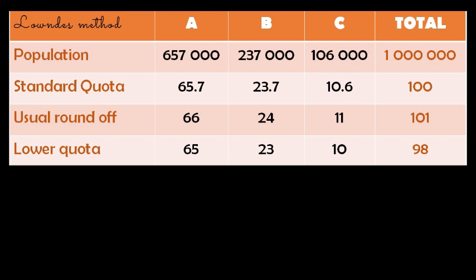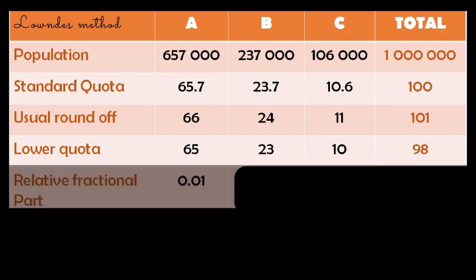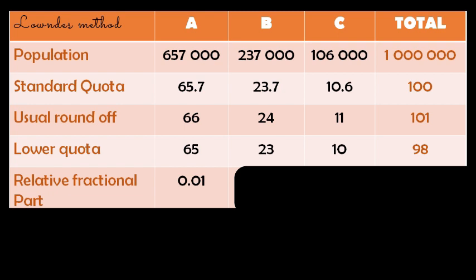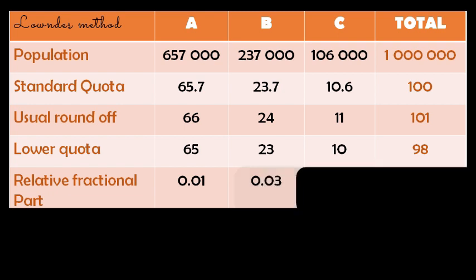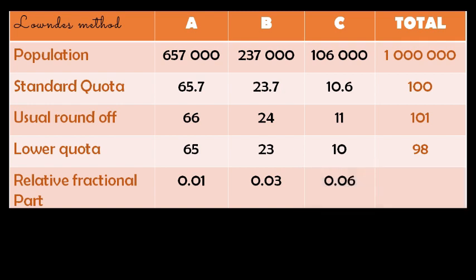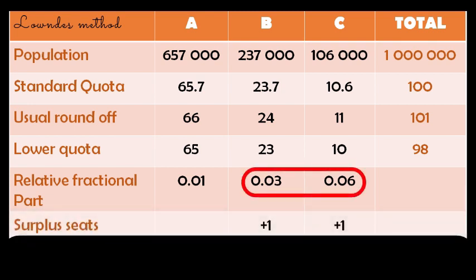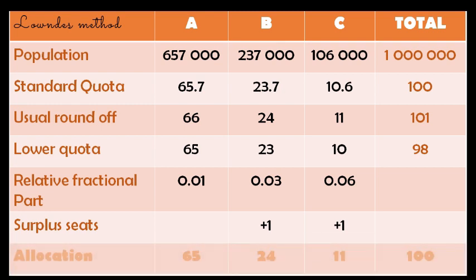For A, using its 65.7 standard quota, we divide 0.7 by 65 and get 0.01. For B, we divide 0.7 by 23 and get 0.03. And for C, we divide 0.6 by 10 and get 0.06. Like the Hamilton method, we distribute the two surplus seats to the states with the highest relative fractional parts, which are B and C in this case, since 0.06 and 0.03 are the two highest. Basing from the lower quota row, 65 remains as 65, 23 becomes 24, and 10 becomes 11, giving us a total of 100.